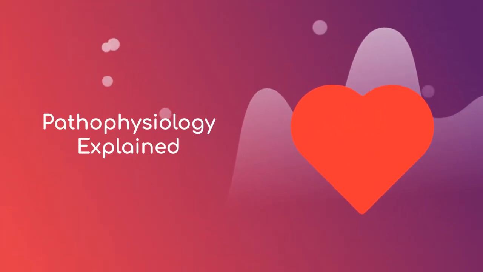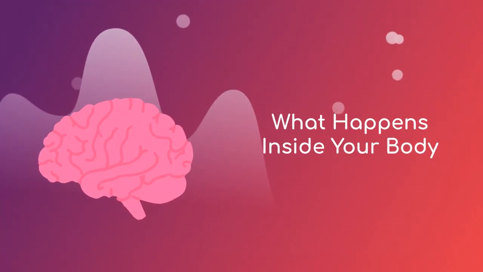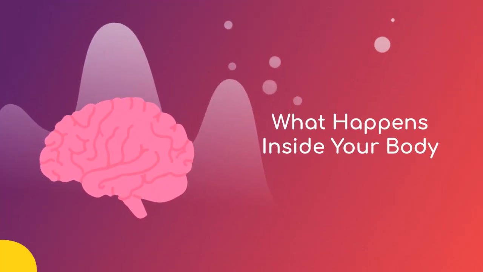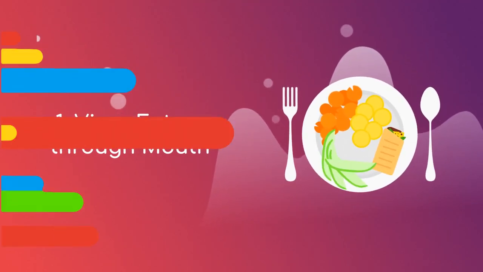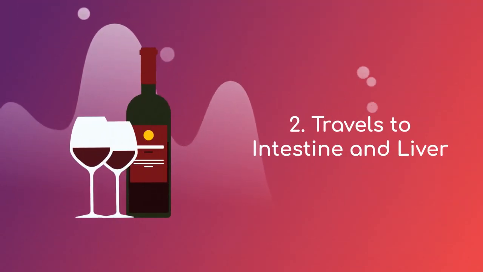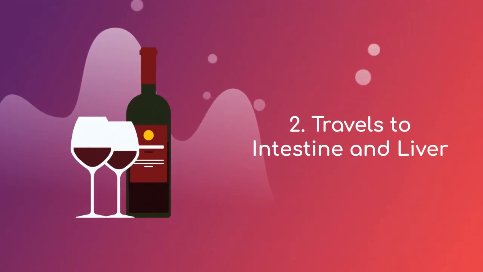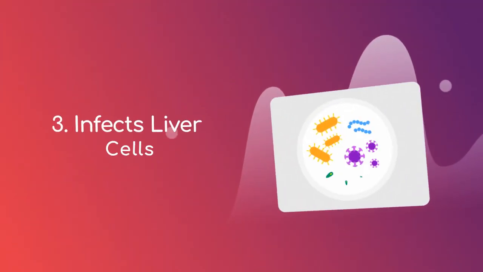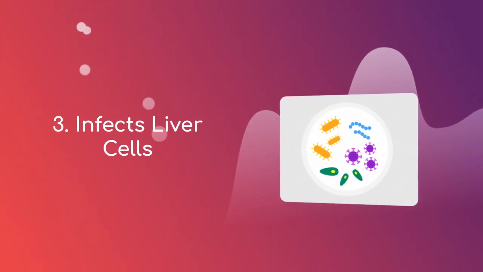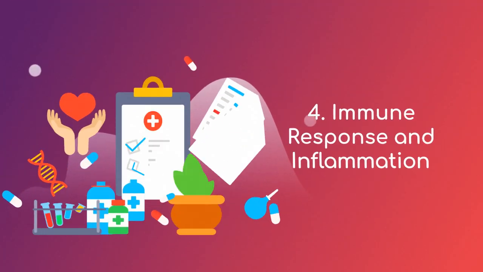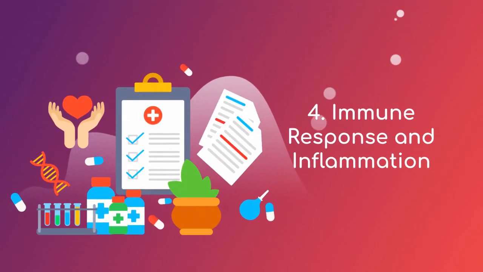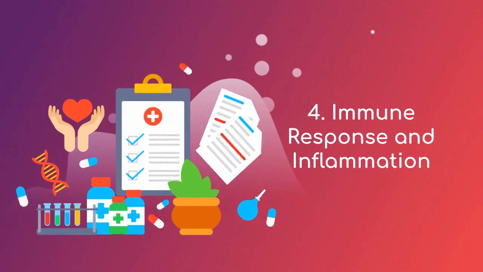Pathophysiology, simple explanation. Let's make this easy. Here's what happens inside your body. 1. The hepatitis A virus enters the body through the mouth. 2. It travels to the intestine, then into the liver. 3. The virus infects liver cells, hepatocytes. 4. The immune system attacks these infected cells, causing inflammation.